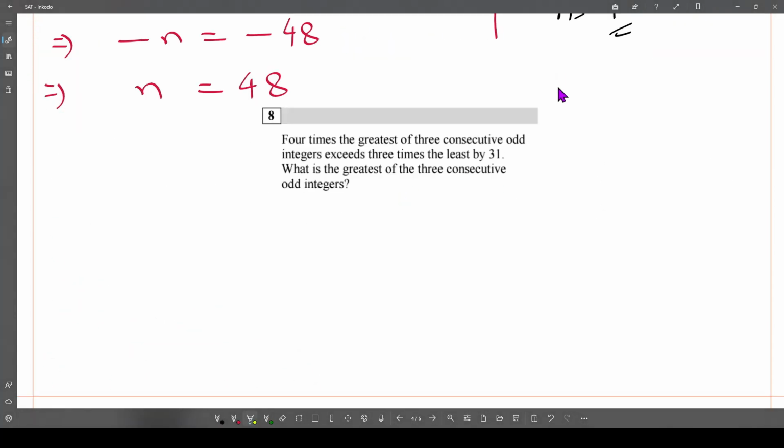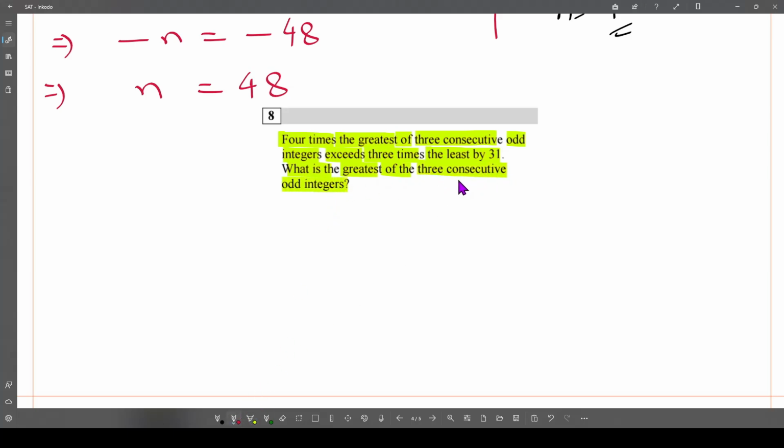Number 8. 4 times the greatest of three consecutive odd integers exceeds 3 times the least by 31. What is the greatest of the three consecutive odd integers?